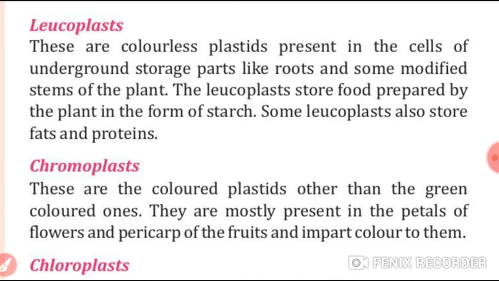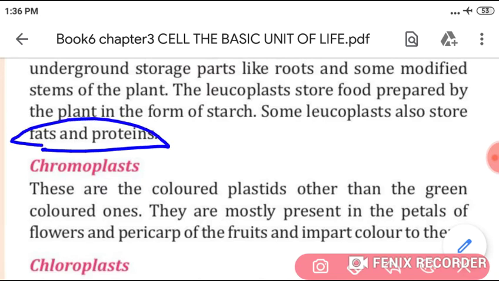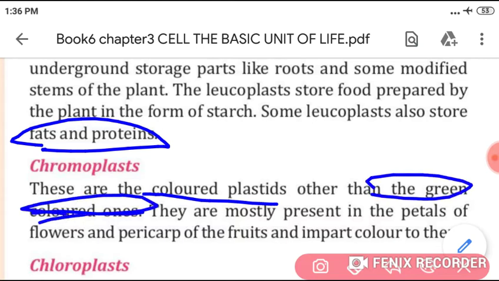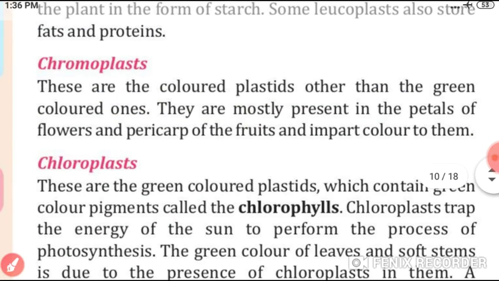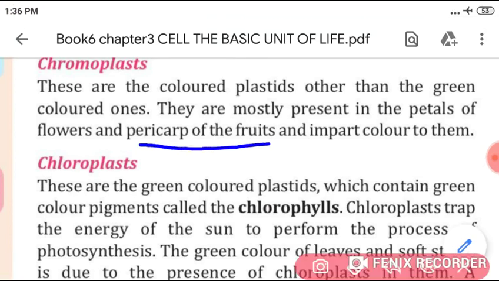These leucoplasts, students, store food prepared by the plant in the form of what? Starch. Some leucoplasts, students, also store what? Fats and proteins also. What about chromoplast, students? These are colored plastids, okay, other than green colored ones. Other than what? Green colored ones. And they are present mostly, students, in the petals of the flower and in the pericarp of the fruits.